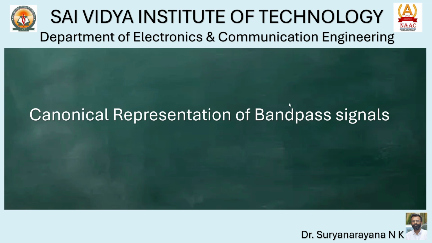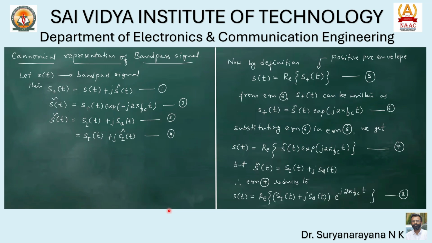Canonical representation of bandpass signal. Let S of t be a bandpass signal, then the pre-envelope of that bandpass signal is represented by equation 1. Pre-envelope is a complex expression where the imaginary portion is the Hilbert transform of the real part.